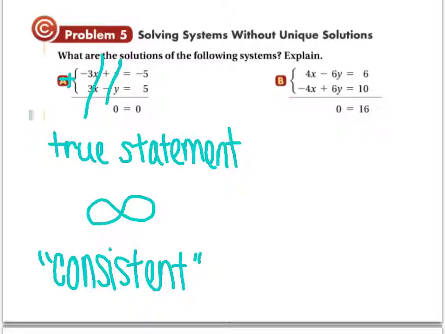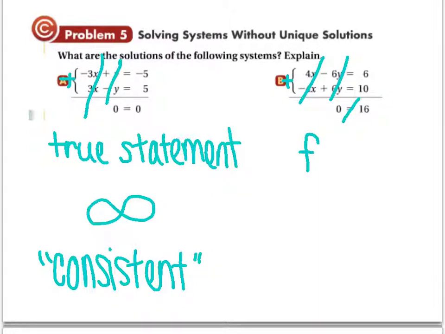Now you can see in example B, we have opposites. 4x and negative 4x, they're opposites. Negative 6y and 6y, they're opposites. So on the left, both things are eliminated. We're left with 0 on the left-hand side. However, we're left with 6 plus 10 equals 16 on the right-hand side. 0 equals 16? I don't think so.